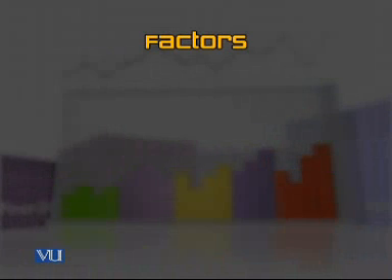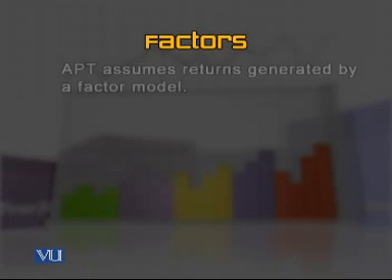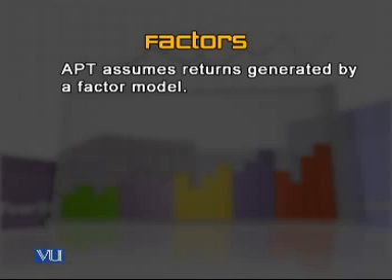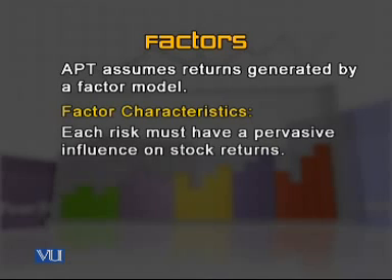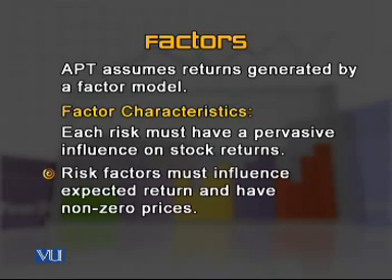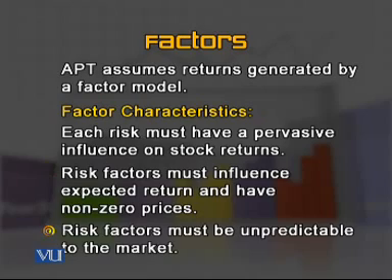The factors that are to be looked at in the arbitrage pricing theory are the assumptions that returns are generated by a factor model. So APT assumes returns generated by a factor model. The characteristics of the factor are that each risk must have a pervasive influence on stock returns. It is significant to understand this, and we must look at the risk factors. The risk factors must influence expected return and have non-zero prices. Also, the risk factors must be unpredictable to the market. The market itself is actually unpredictable, so there's no problem in understanding that the risk factors must be unpredictable.